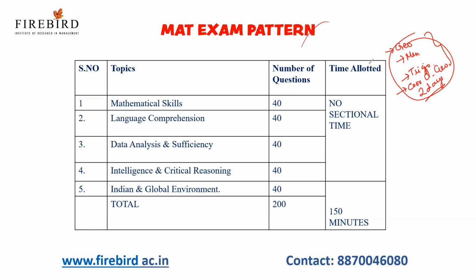And the next part, for mathematical skills, data analysis and sufficiency, the very, very important thing is you should be thorough with your speed maths. Under speed maths, you should cover concepts like fast addition, and then fast multiplication, basic concepts like multiplying a number by 5, multiplying a number by 25, multiplying a number by 11. So be thorough with these fast multiplication concepts initially.